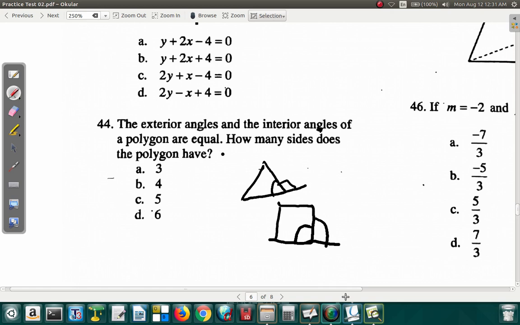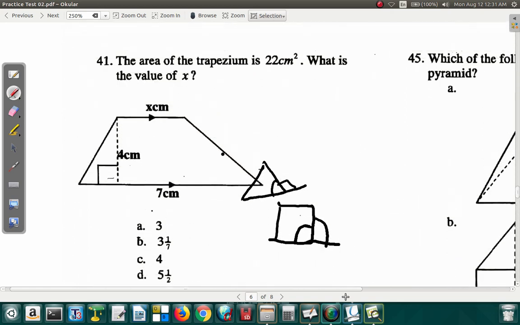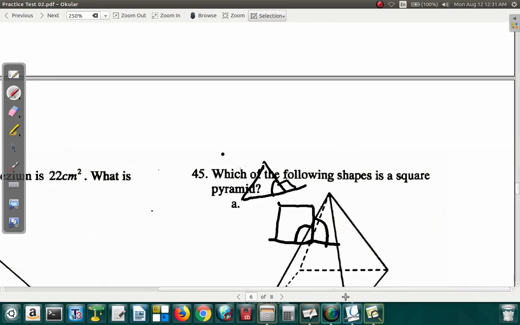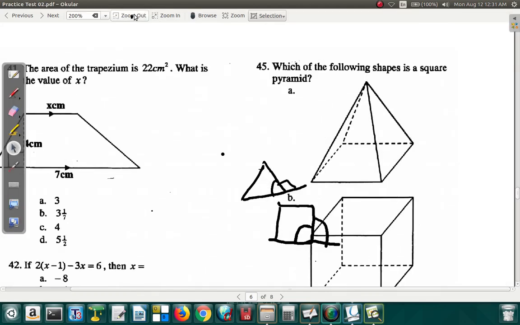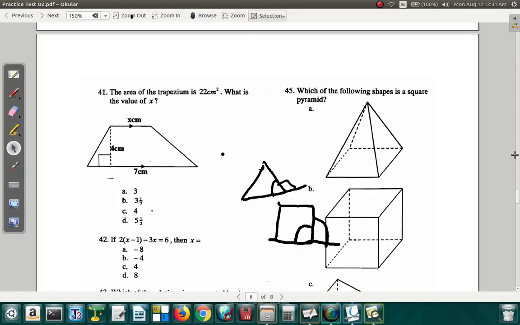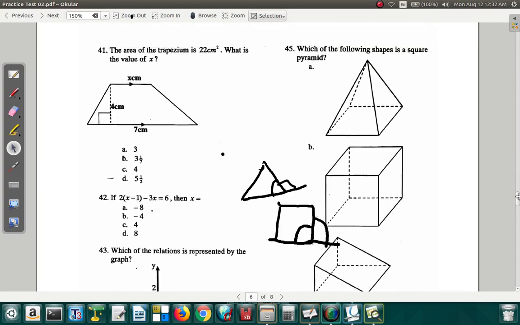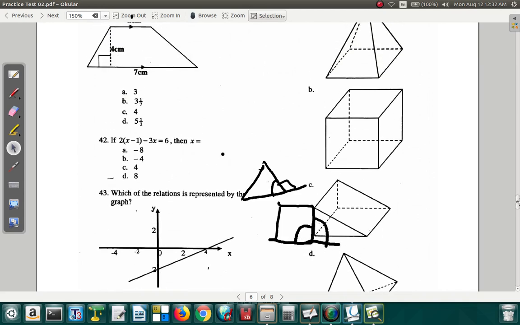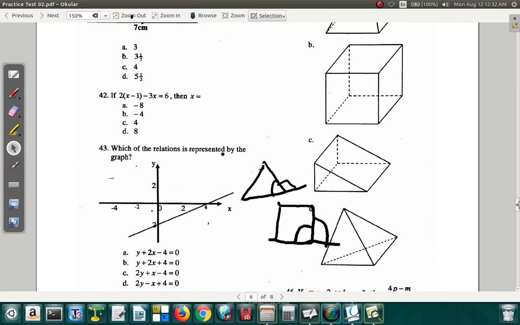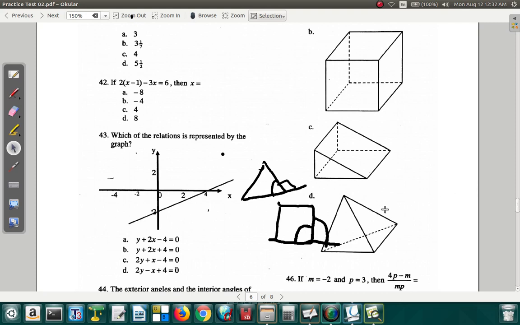Let's look at 45. And as you see that I'm doing 5 questions in each video, alright? We'd have to zoom out to see this question. To see all of this question, we zoom out. Which of the following shapes is a square pyramid? Okay. Now, it means the base is square. Now remember the difference between the pyramid and the prism.